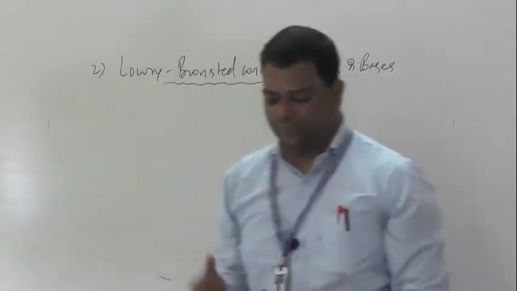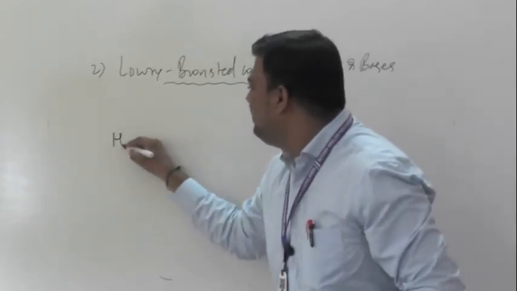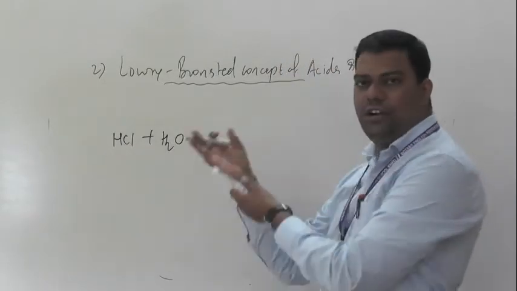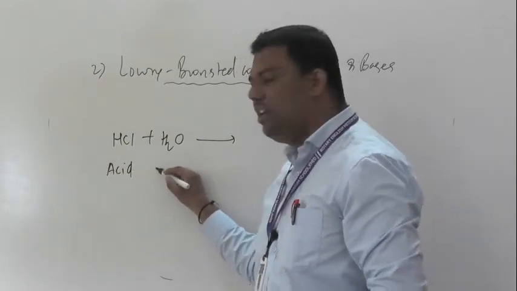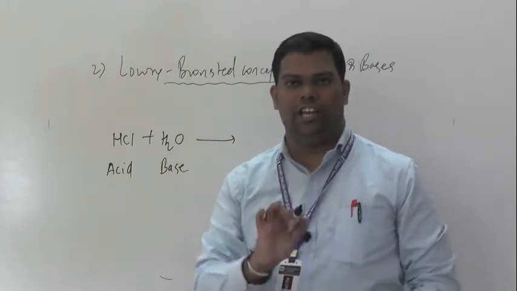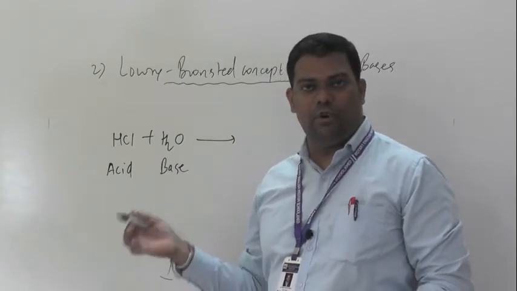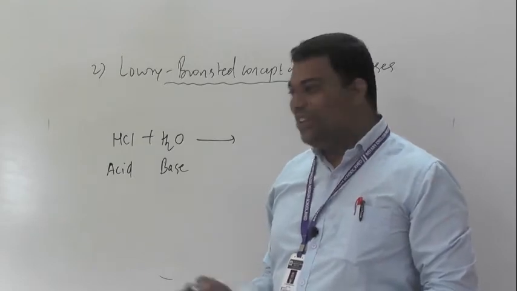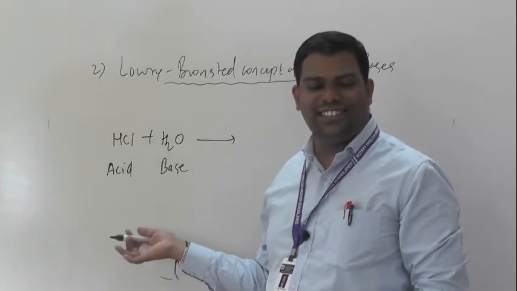Ready for that? So see here, whatever your acids. See, HCl plus H2O. As you know, HCl is what? Hydrochloric acid. Hydrochloric acid and water here, what? Base. Beta, one thing you keep in mind: water is amphoteric in nature. Amphoteric means water can act as both an acid as well as a base. Here the acid is strongest, so at that time your water will act as a base.